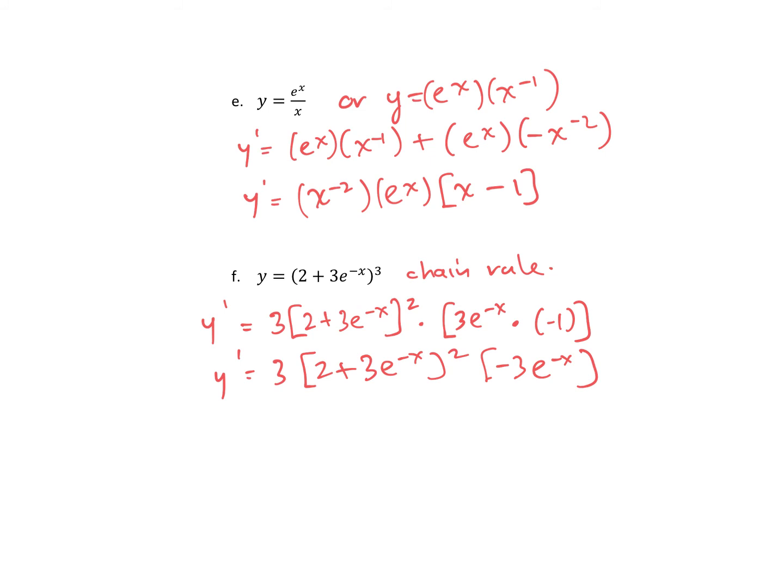What do we want to do here? We can multiply the 3 with the negative 3, and the e to the negative x has a negative exponent, so we can make it positive by putting it in the denominator. So sometimes we just want to clean it up a little bit.